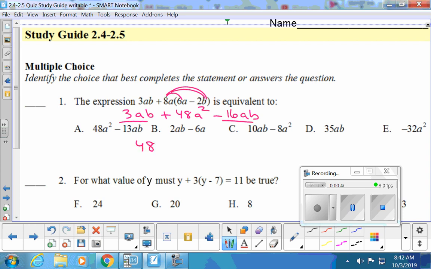If you did not grab a study guide, a lot of people are coming to grab one right now. Grab a study guide, get your calculators out.